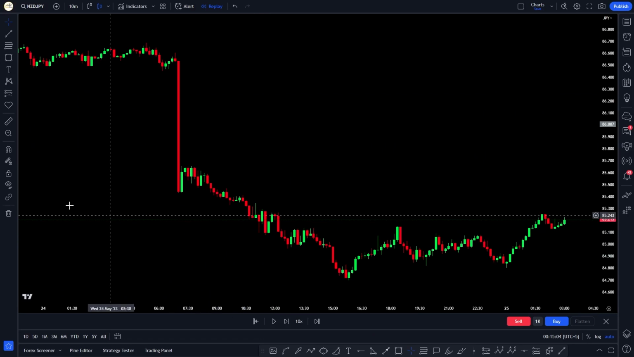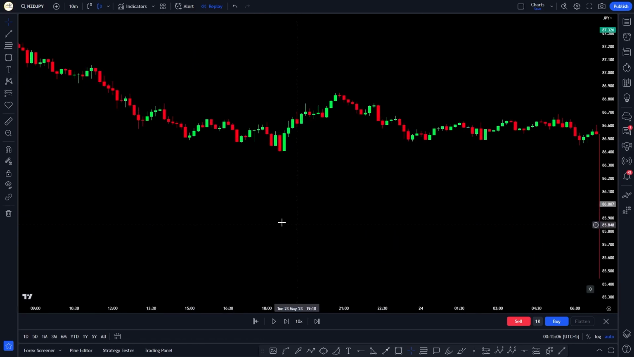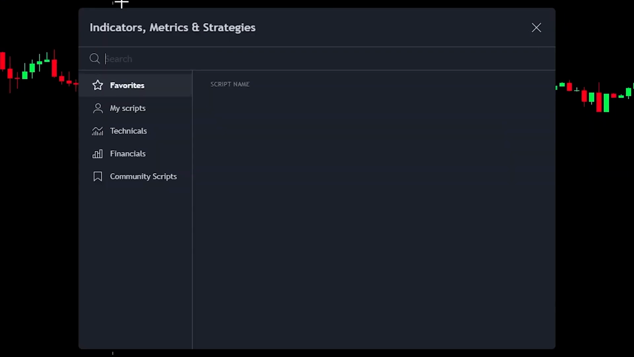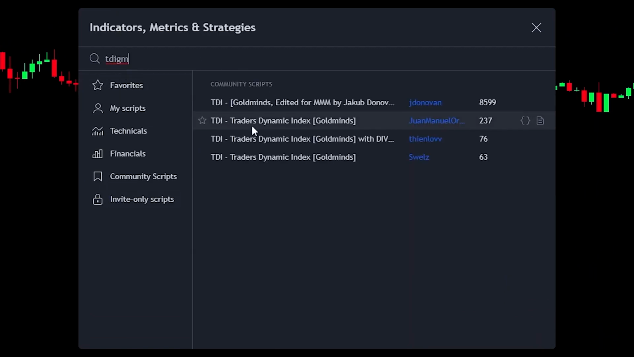So first of all, let's go ahead and apply the indicator that we're going to need for this strategy. Let's go towards the indicator tab, and here we're going to search for TDI GM, and we're going to add this one manually to the chart.